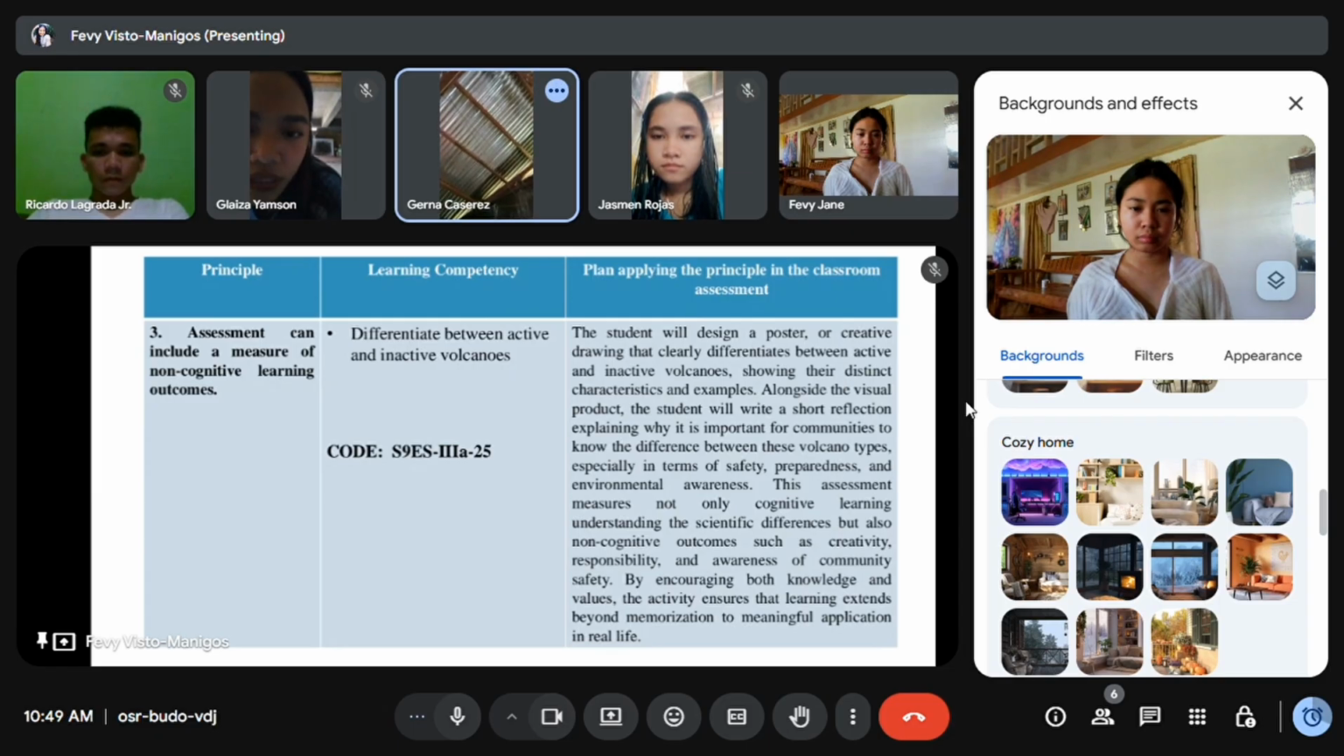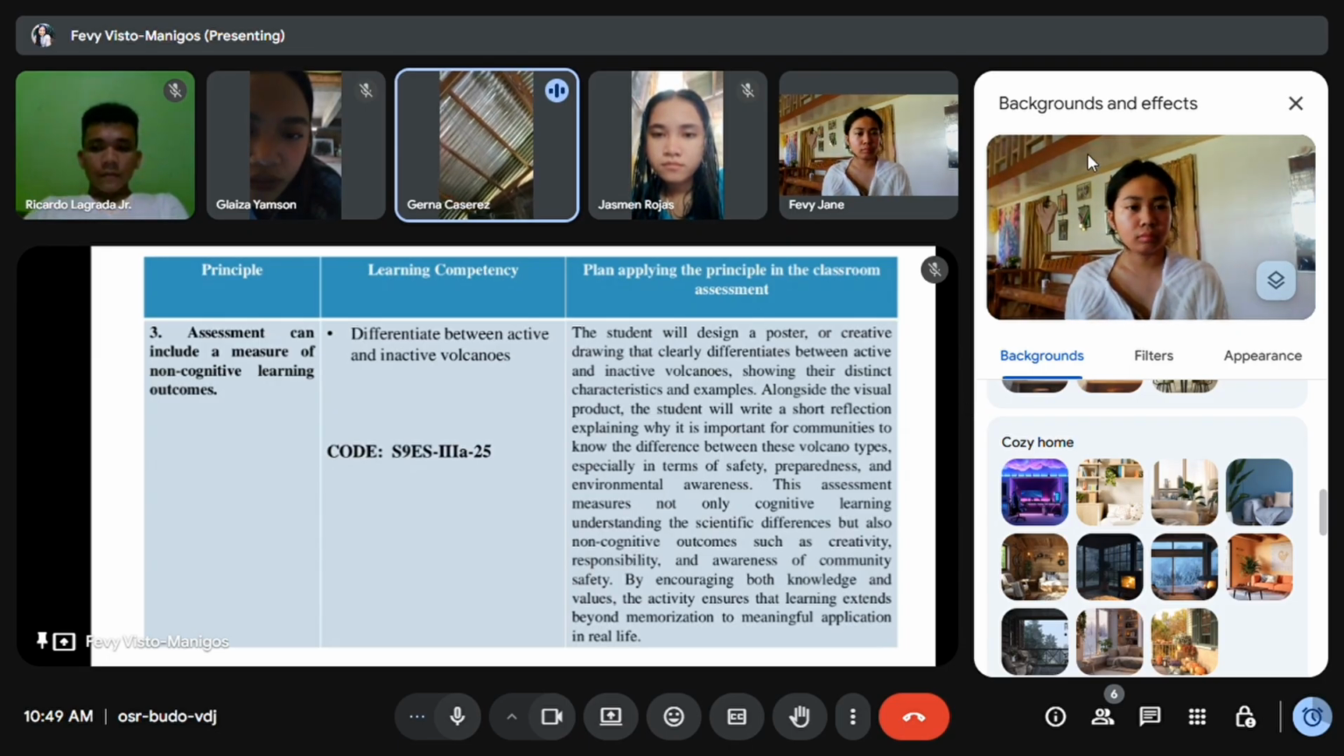This assessment measures not only cognitive learning, understanding the scientific differences, but also non-cognitive outcomes such as creativity, responsibility, and awareness of community safety. By encouraging both knowledge and values, the activity ensures that the learning extends beyond memorization to meaningful application in real life.